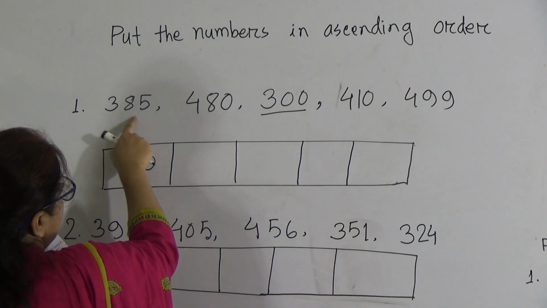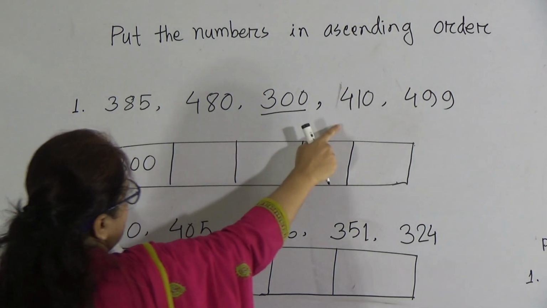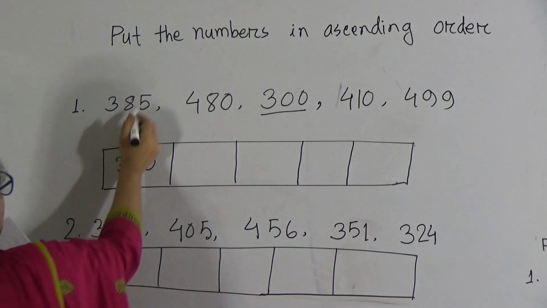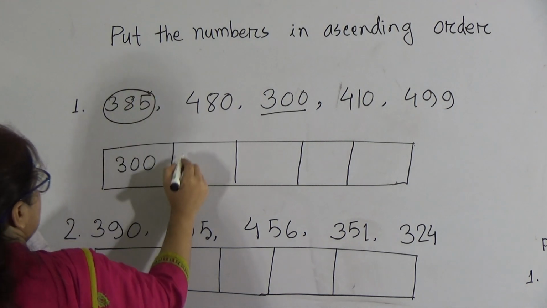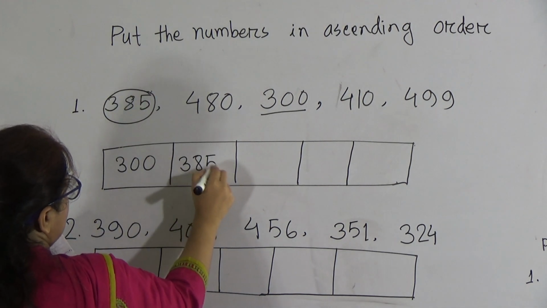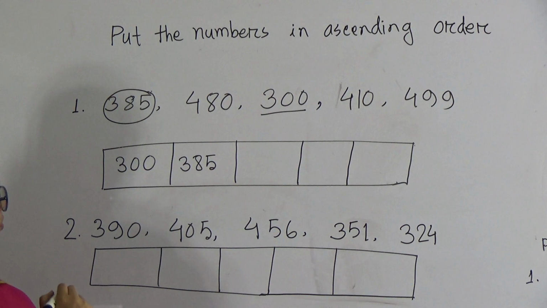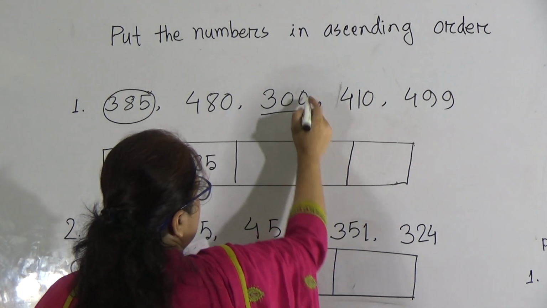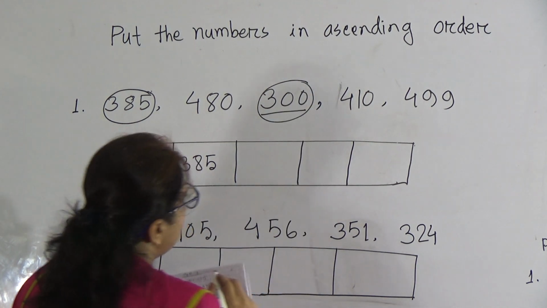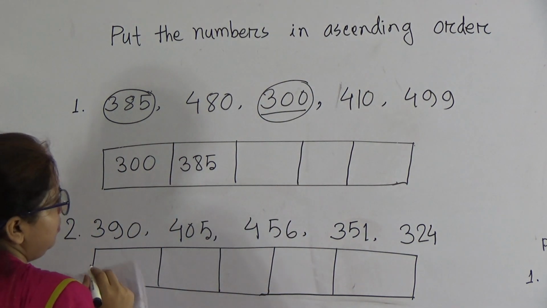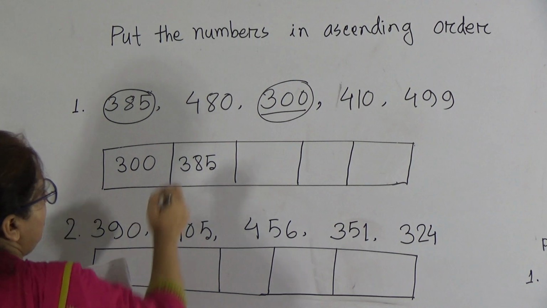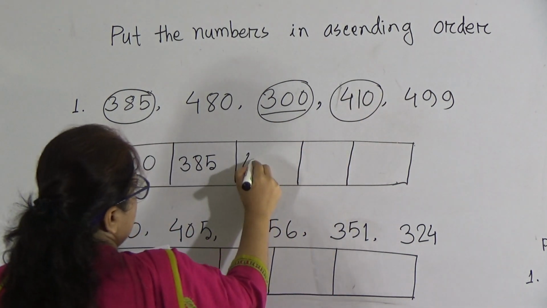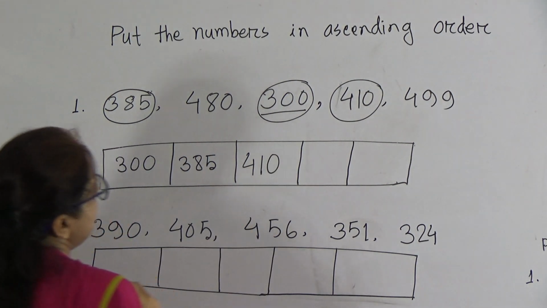Next number: 385, 480, 410 and 499. Which number will come first? Okay. Now 385 is our next number. Okay, move on. 480, 410 and 499. Which number is next? 410, yes. You have to write 410.